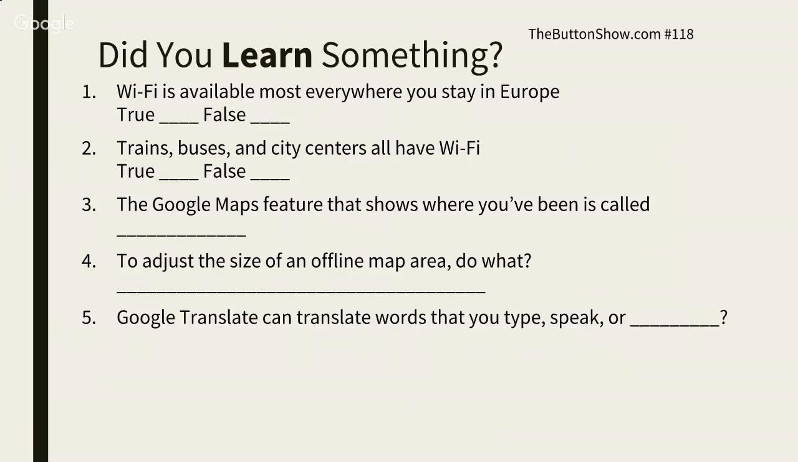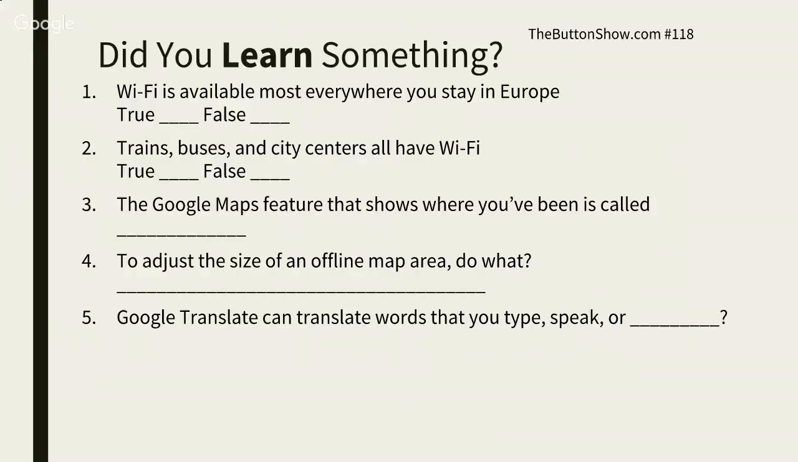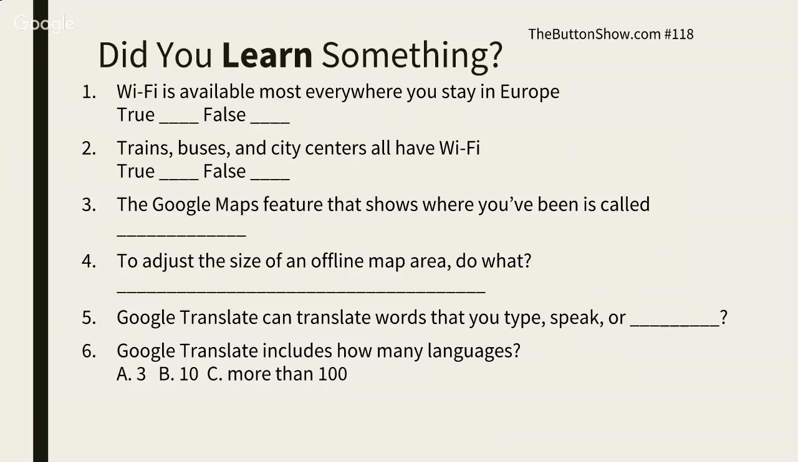Google Translate can translate words that you type, speak, or what? View through the camera lens of the phone. So it uses the camera on the phone to see what you want translated. And it will either translate it instantly, if that's available, with some languages it has that capability, or you have to take a snapshot. Okay.